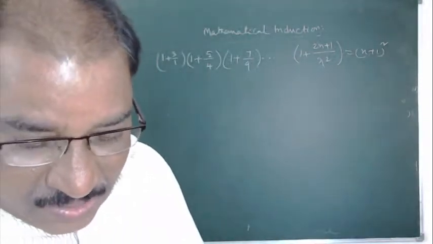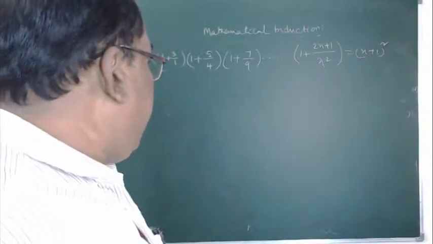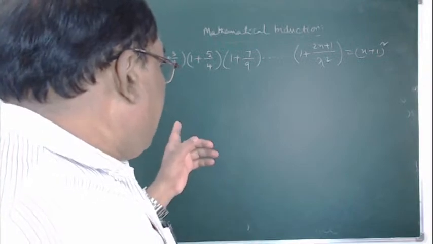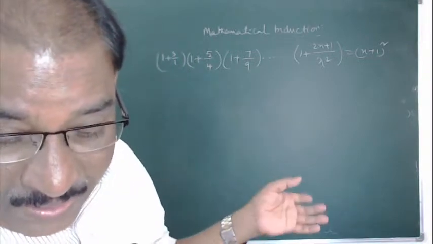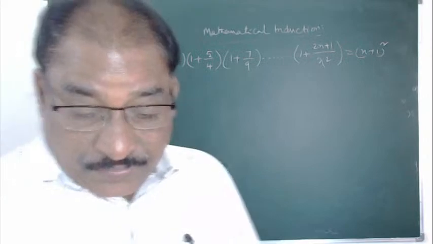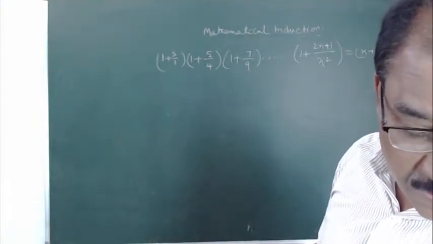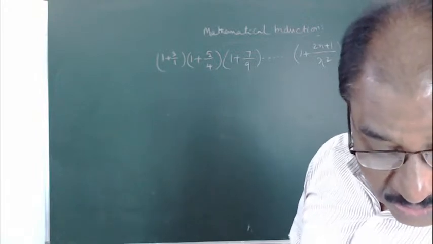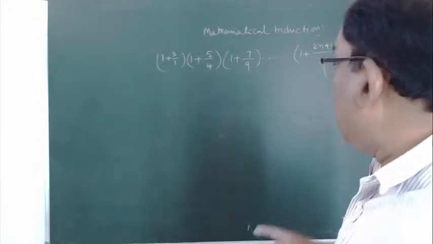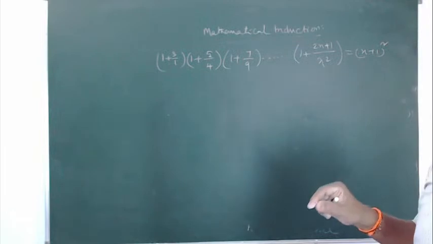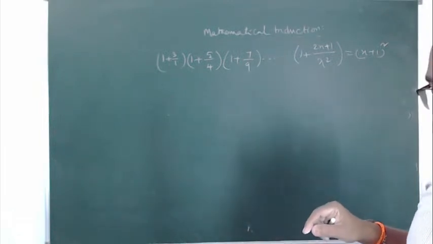Again, see the problem. 1 plus 3 by 1 into 1 plus 5 by 4 into 1 plus 7 by 9 and so on, 1 plus (2n plus 1) by n square is equal to (n plus 1) whole square.